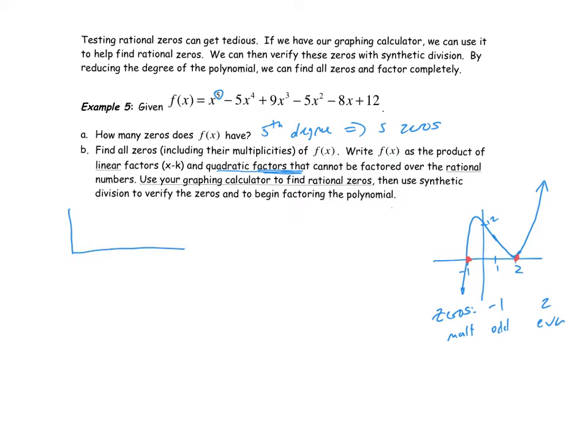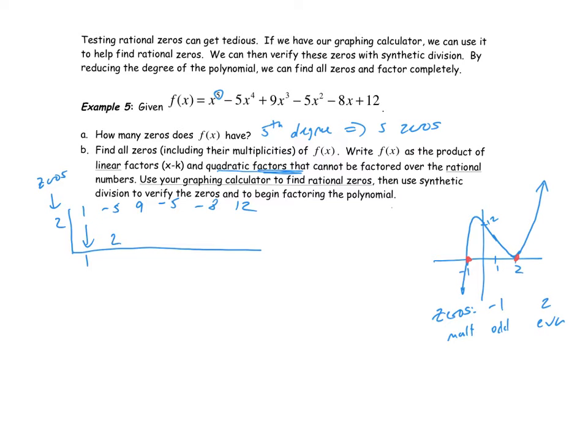So we're going to start using synthetic division. I'm going to put the coefficients of f of x in the first row. You'll notice there are no missing terms, so we don't need any placeholders. So I'm going to put 1, -5, 9, -5, -8, and 12 across the first row. And now I can choose the zeros in either order. So I'm going to start with the zero at x equals 2. This is one of our zeros, and this should confirm that x equals 2 is a zero if we get a remainder of 0. So bring down the 1.